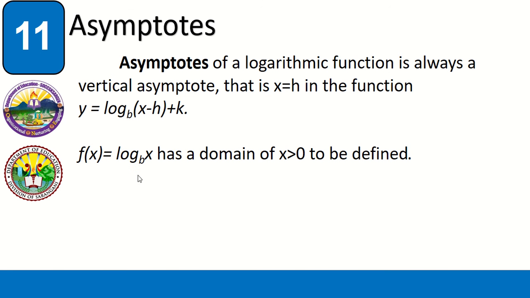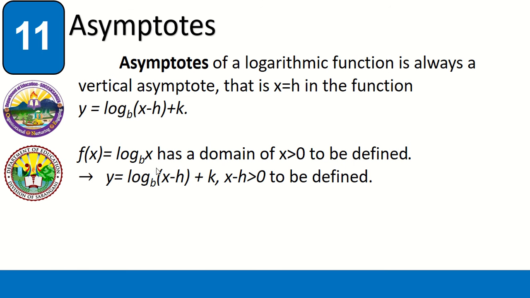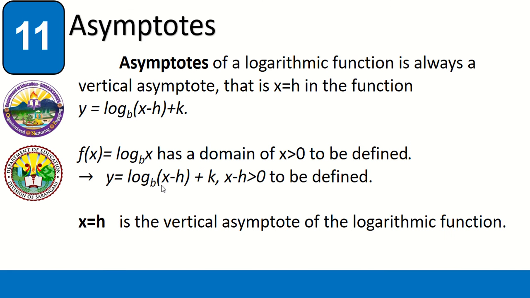Now, we know that this one is defined if this one is positive. Therefore, this must be greater than 0, and if not, then it is not defined. Therefore, the first imaginary line where this becomes undefined is the point x minus h equals 0. And that is our x equals h, our vertical asymptote.